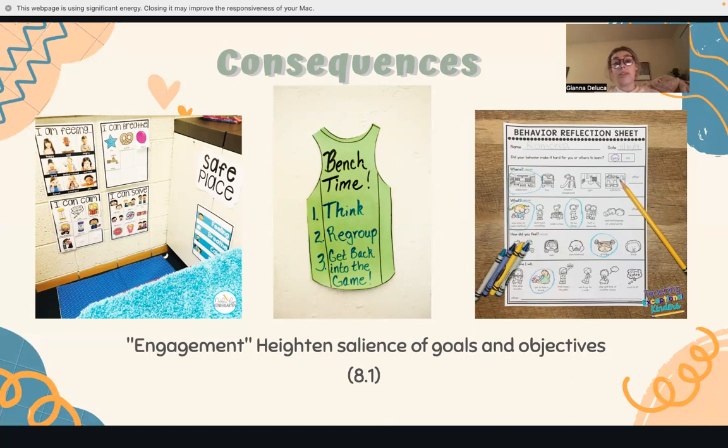or that might be the student having to take recess time, bench time to talk about the goals of the teacher. And this might include the student going to the cool down corner to think about the goals and what they did wrong, or it may include a behavior reflection sheet that they have to complete.